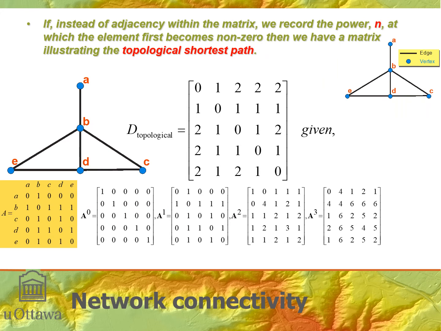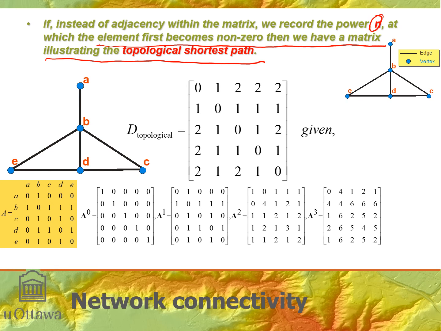Now, instead of recording the power of n, that is, the exponent value, at which the element first becomes non-zero, if instead we record the power itself at which the element first becomes non-zero, then we have what's called the topological shortest path matrix. So that's a hard one to understand.